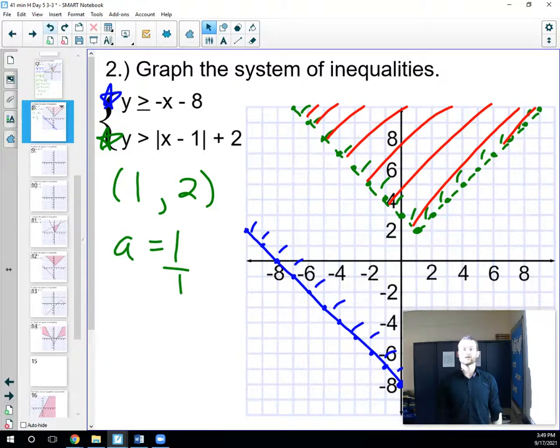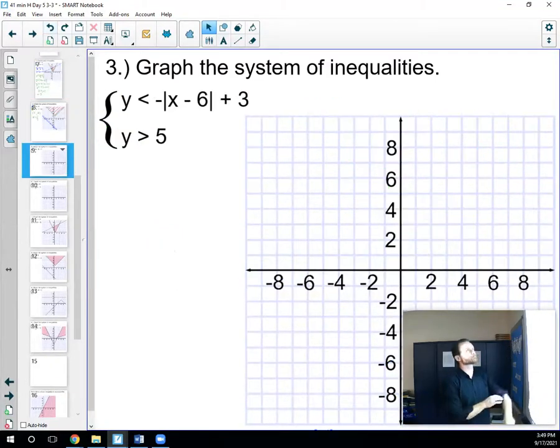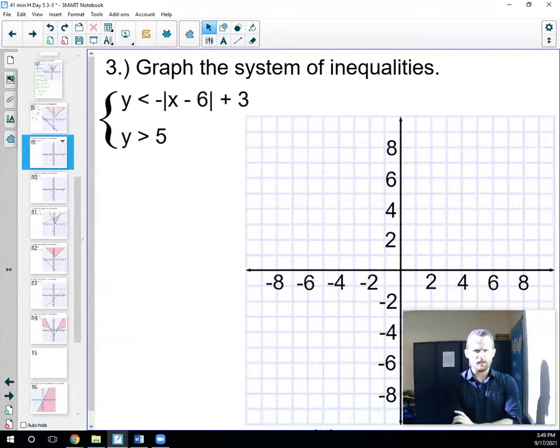Everything above the V is going to be the solution set, not just for the green inequality, but for the blue as well. So that's our solution set. Jumping to number 3. All right, graph the system of inequalities, same directions.